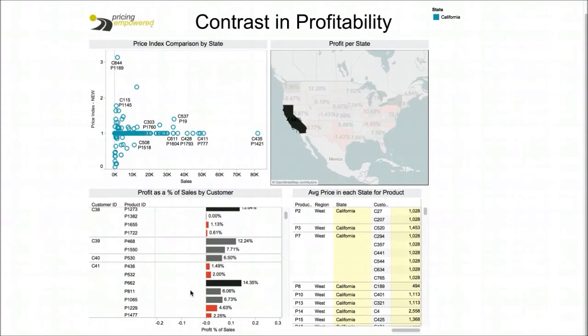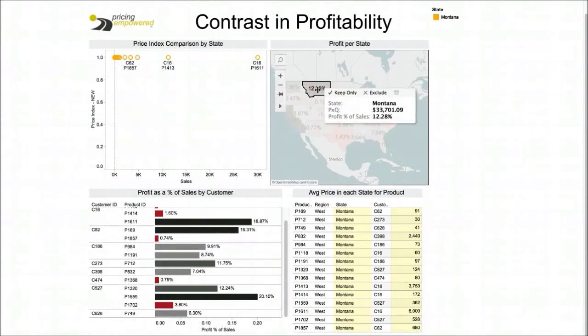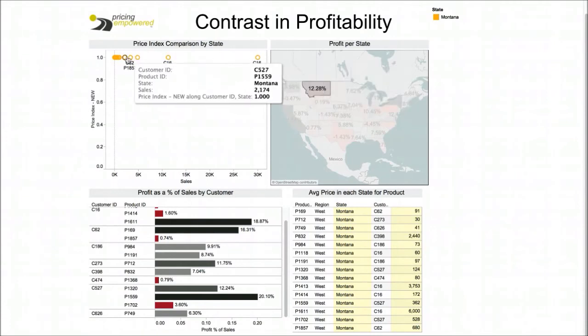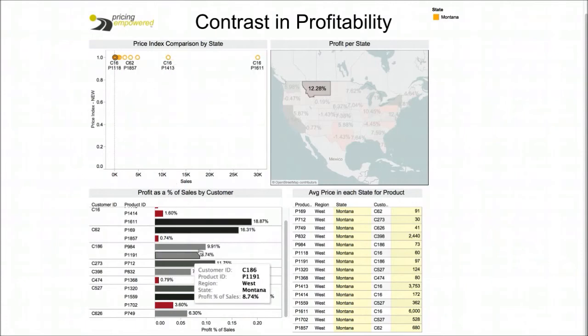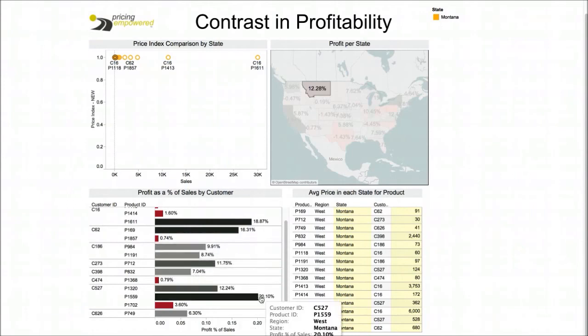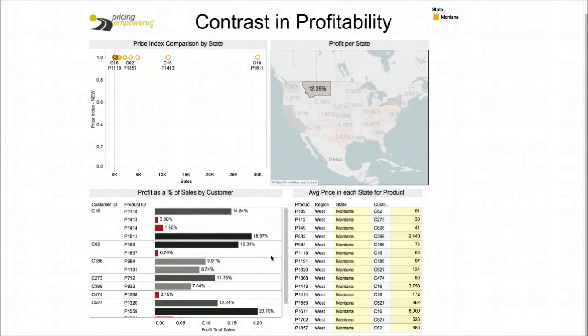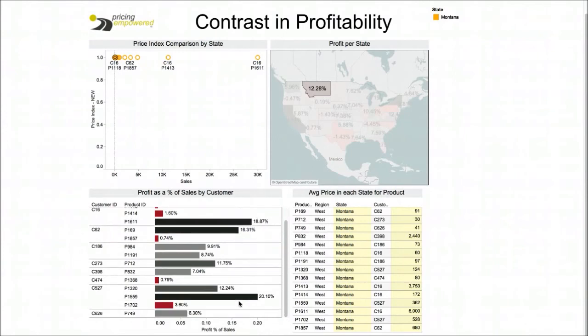And then we can compare this large range of price indices in California to maybe customers in Montana, where they all have the same price index of 1, meaning they're all paying the same price. And one of the differences we can see is that the company is keeping around 10% or higher profit from the sales for those customers in Montana. All of the customers in Montana help this company retain a very good percentage of their sales.